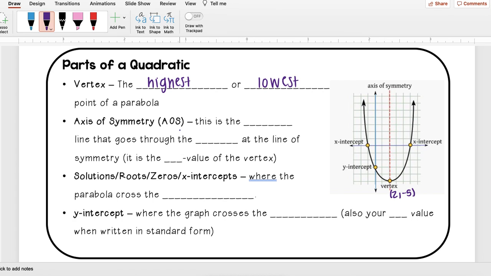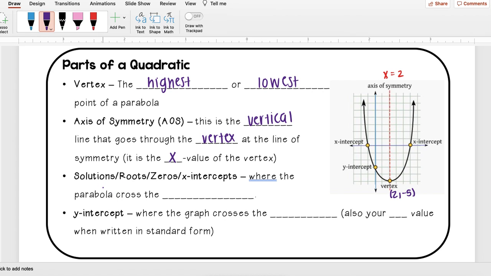The axis of symmetry, on the other hand, is the vertical line that goes through the vertex at the line of symmetry. In other words, it is the x value of the vertex. So here we see this axis of symmetry, this dashed line, and it always goes right through the vertex. And it's called the axis of symmetry because it's cutting this parabola in half. So if I were to fold this parabola in half, it'd be matching on either side. And so here the axis of symmetry is at x equals 2. So it's always the x value of your vertex.